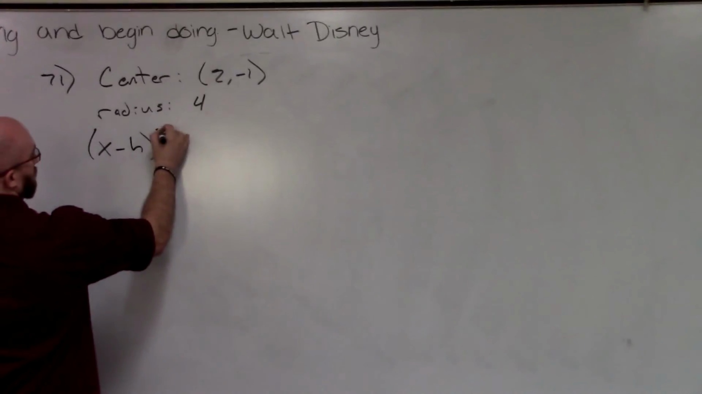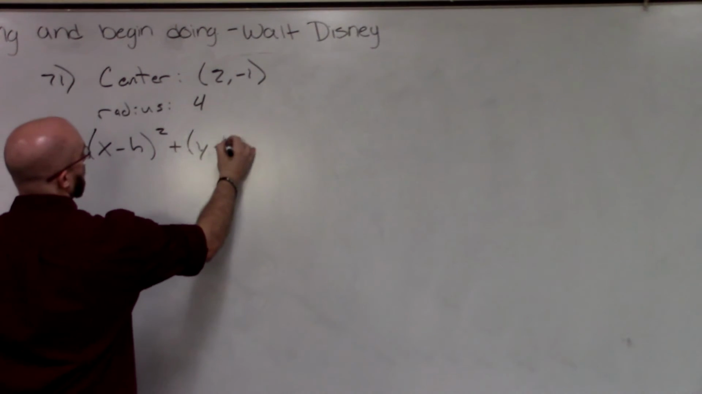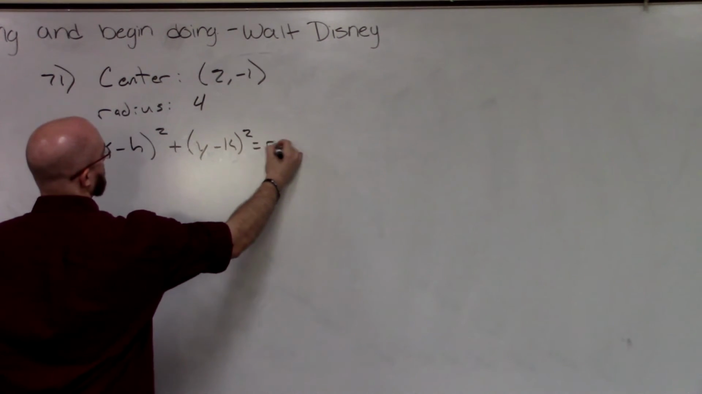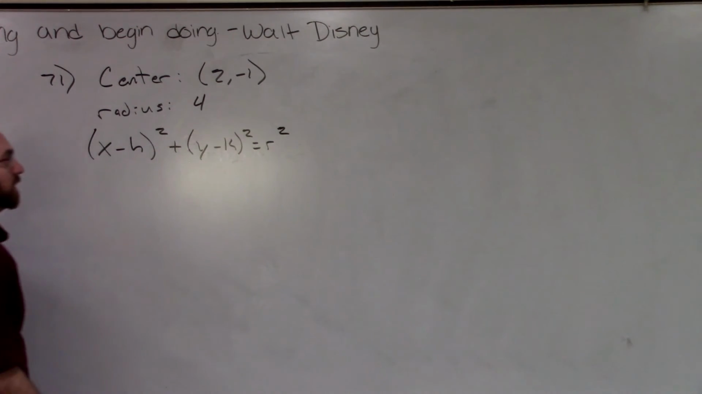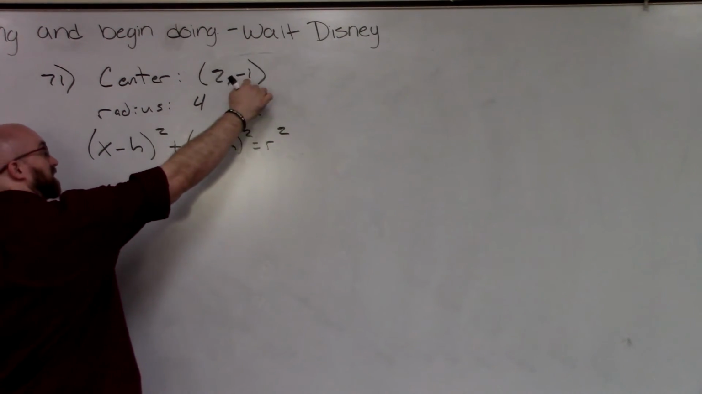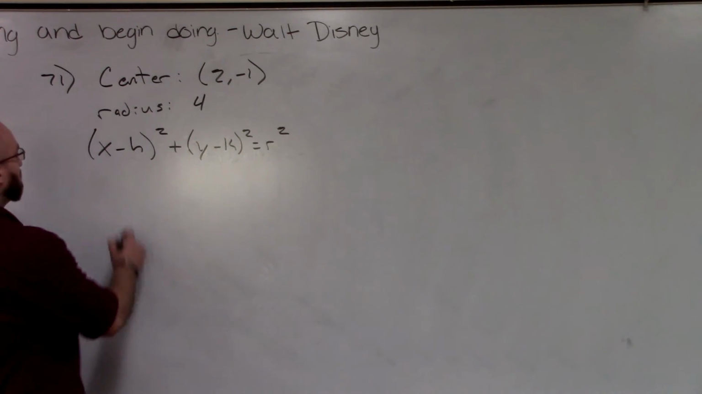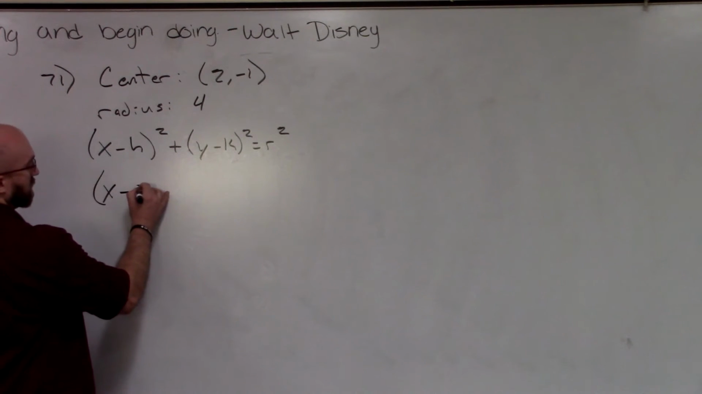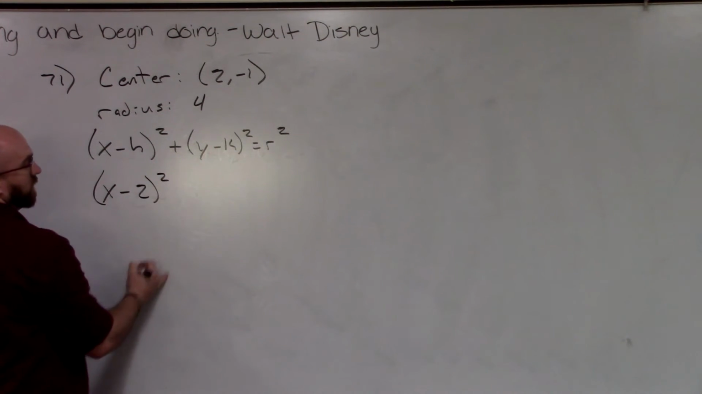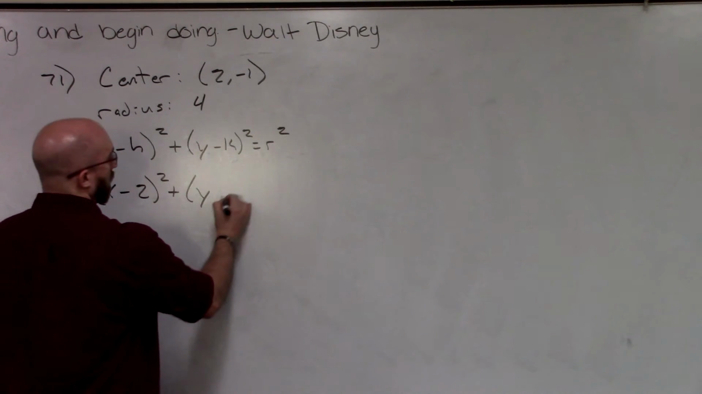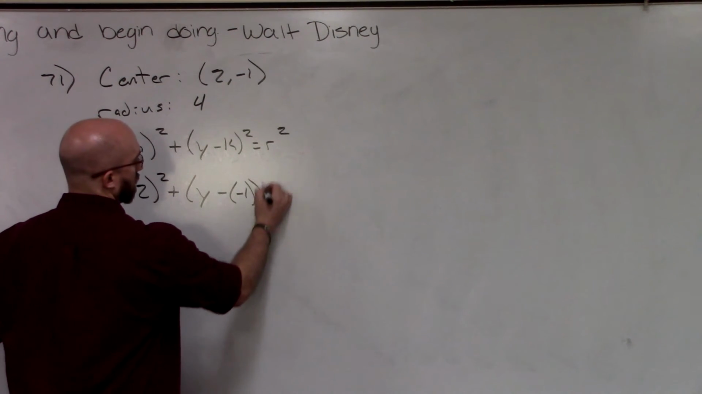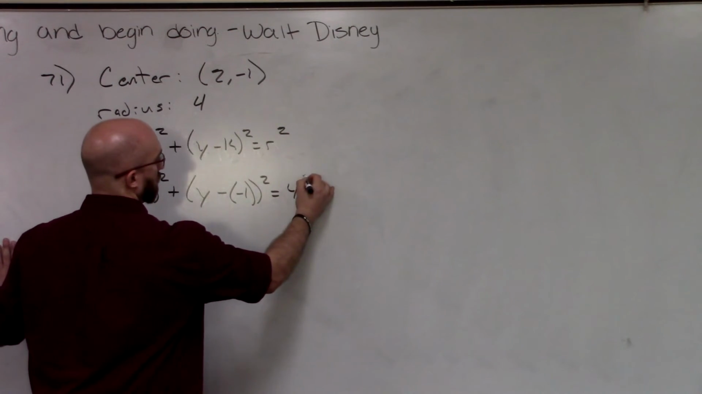So, what it wants us to do is write it in standard form. If we go back, standard form of circles, x minus h squared plus y minus k squared equals r squared. Remember, our center, this is h and this is k. So just plug them in, and this is r. Plug them in. So that means x minus 2 squared plus y minus -1 squared equals 4 squared.